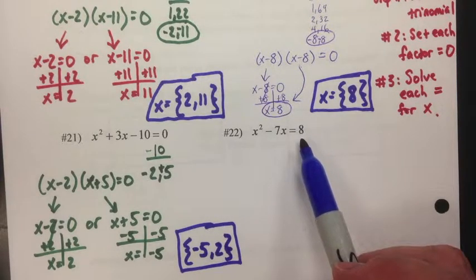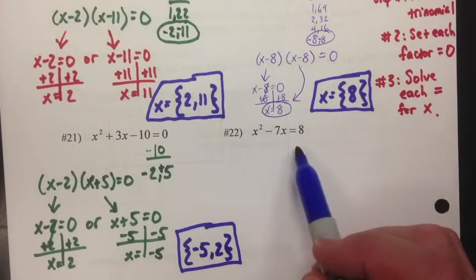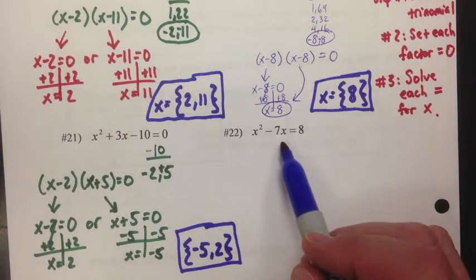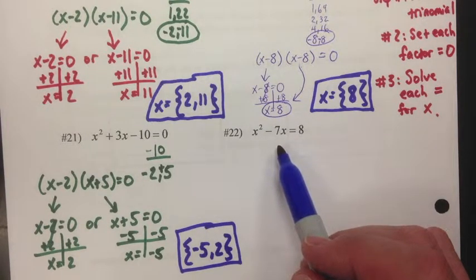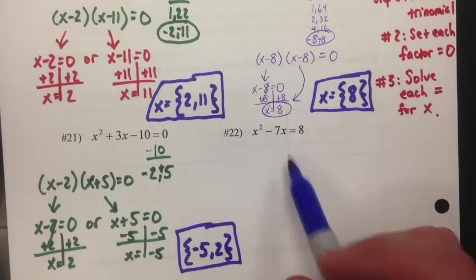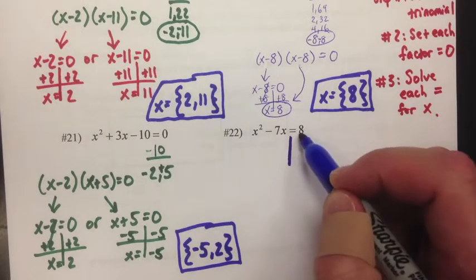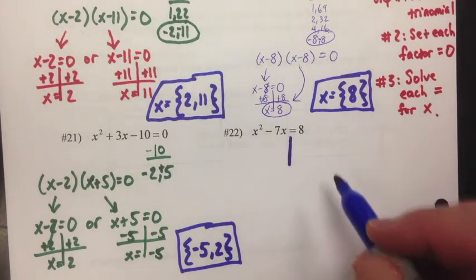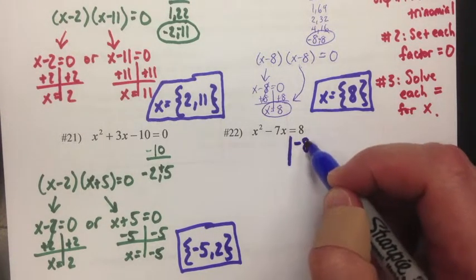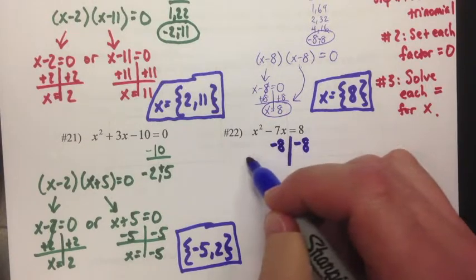That is not good. So what we need to do here, we're actually going to move it so all of the numbers and variables are on the same side. This is not normal that we do it like this, but for a quadratic we want to. So I'm going to move the positive 8 back to the left. To move that positive 8, I'm going to go minus 8, minus 8.